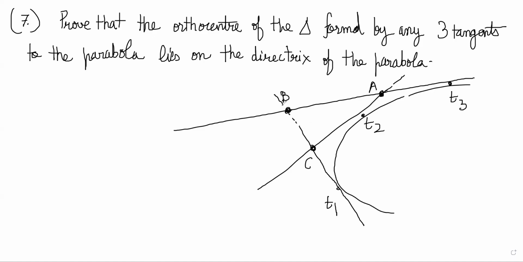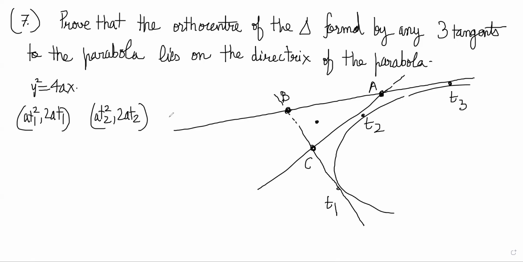Now we have to prove that the orthocenter of ABC lies on the directrix of the parabola, right? So let's say the parabola equation is y square is equal to 4ax, and the points are at1 square, 2at1, at2 square, 2at2. These are the points on the parabola where tangents are being drawn. These are not the vertices of the triangle, right?